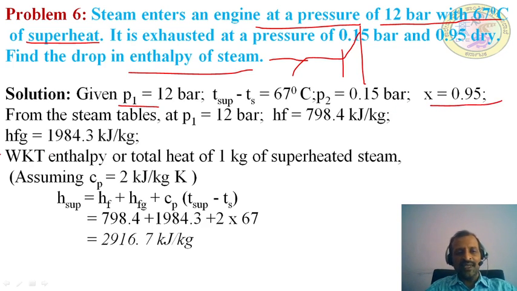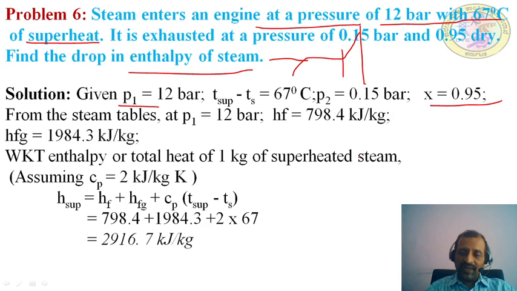So again refer to the steam tables. The pressure is 12 bar. Refer once again to the Kurmi steam table book. Open page number 11. On page number 11, last but one, 12 bar pressure is there. Along the 12 bar pressure, move horizontally and note down the value of hf. hf is given as 798.4 kilojoules per kg. Then hfg is given as 1984.3 kilojoules per kg.